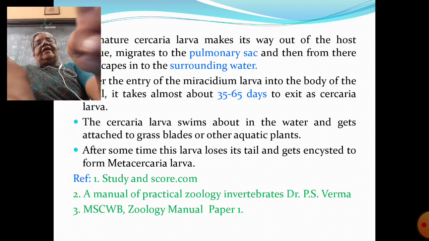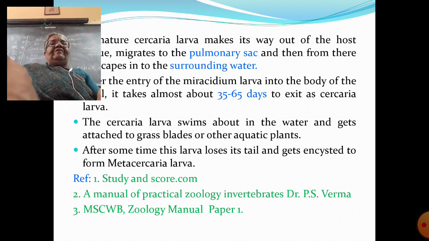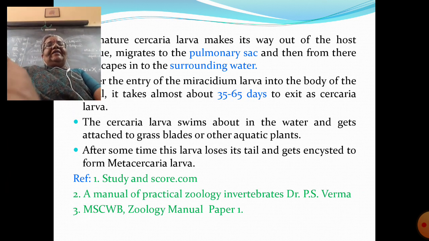And this Circaria larva swims in the water for some time and gets attached to the grass blades or other aquatic plants. And after some time, the larva loses its tail, it gets encysted and transforms itself into metacercaria larva. Okay. So please note, students, till now I have taught you the 3 different larval stages as per your syllabus that you come across in the life history of liver fluke.